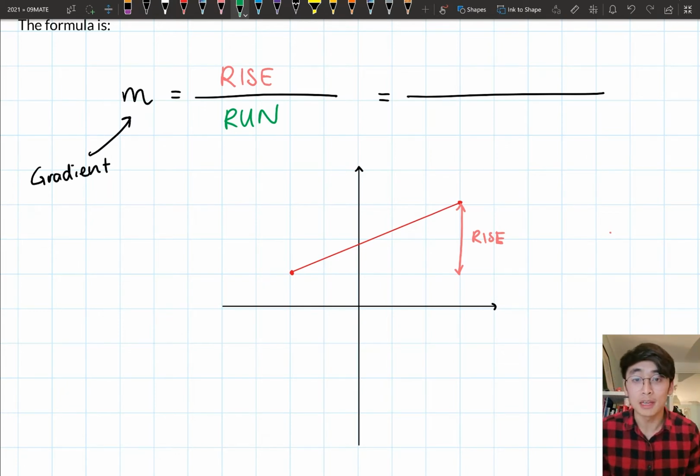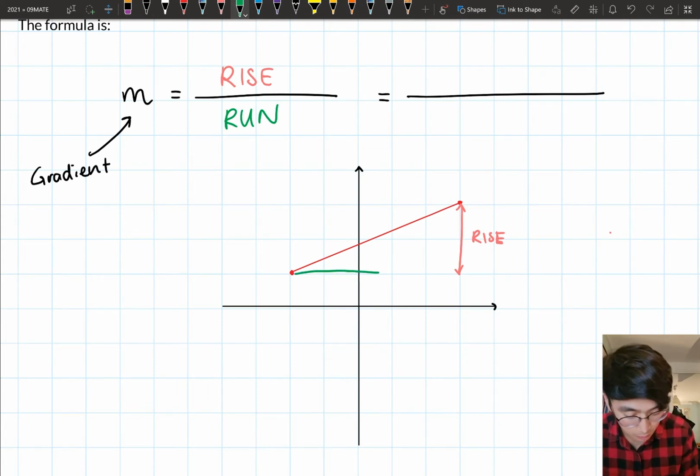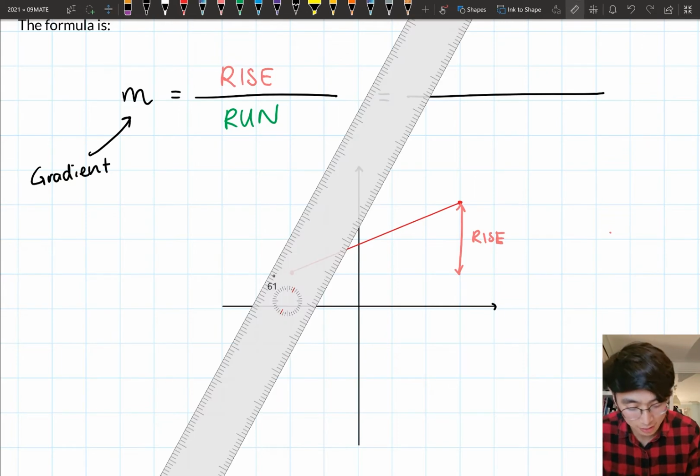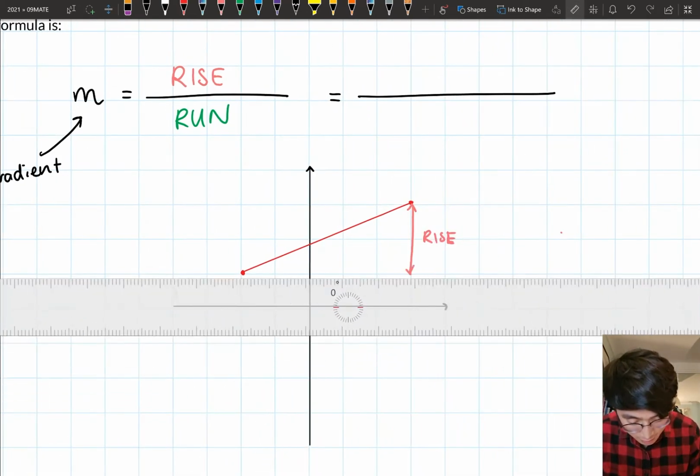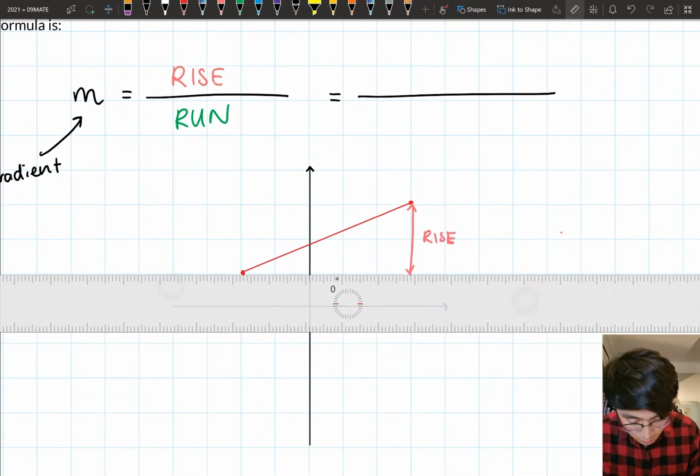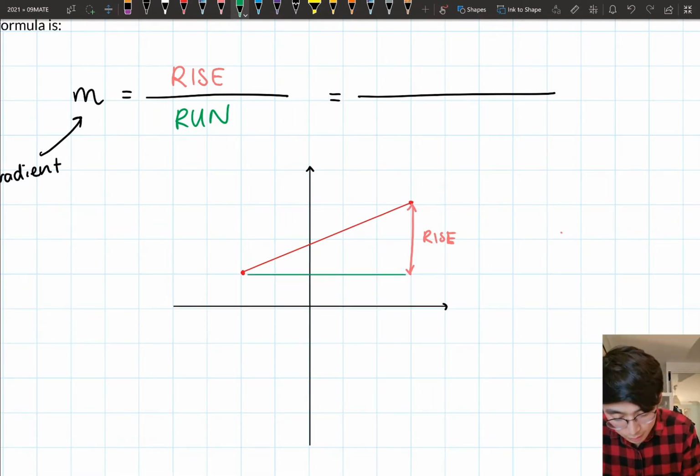And the run is how many horizontal units I need to go from my first point to my second point. So here my run, maybe I should get my ruler out again to do this. My run is this distance here. From my first point to my second point, what is the horizontal distance here? So this is my run.